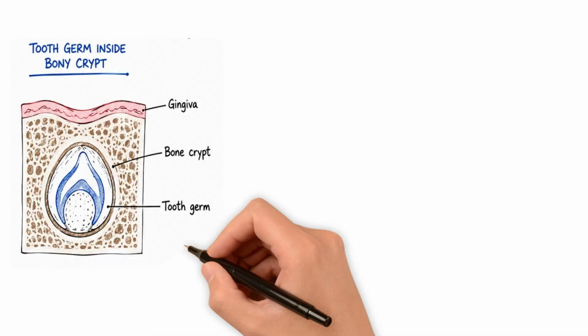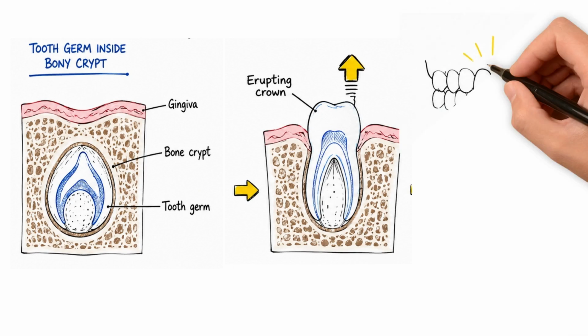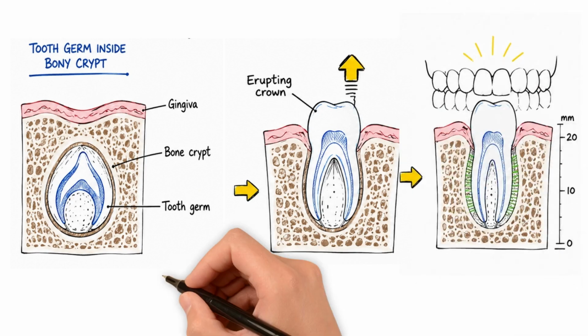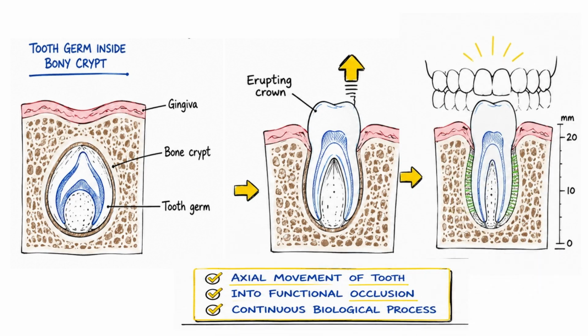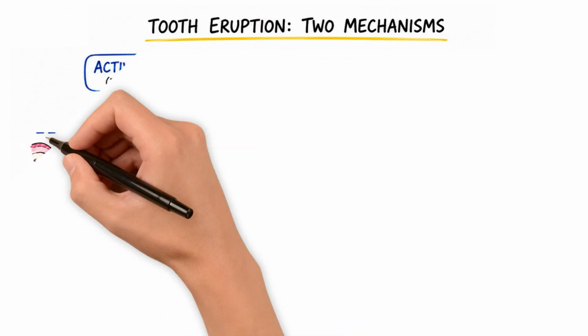Tooth eruption is the axial movement of a tooth from its developmental position within the jawbone into the oral cavity until it reaches functional occlusion with the opposing tooth. This is not a simple upward movement. It is a continuous, carefully regulated biological process involving bone remodeling, periodontal ligament activity, and tissue growth that ensures proper positioning of every tooth. Eruption can also be classified as active or passive.